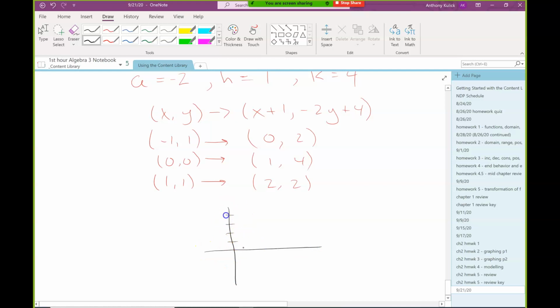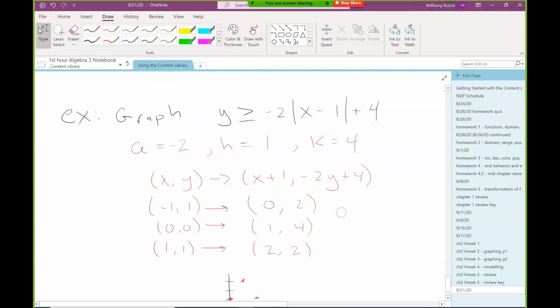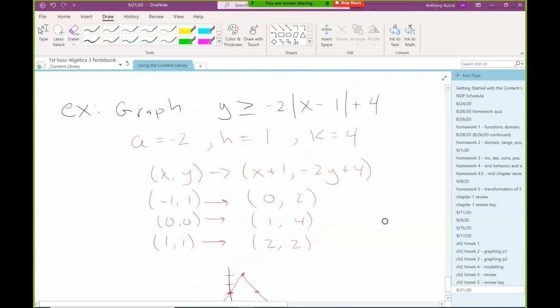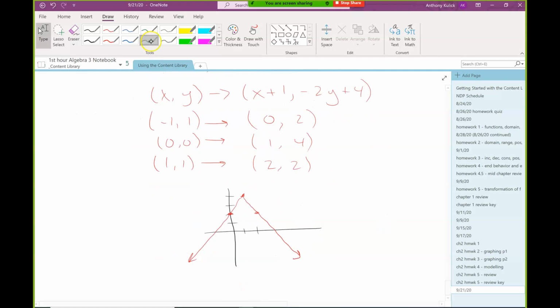One, two, three, four. 1, 2. We'll plot our 3 points. So (0, 2), (1, 4), and then (2, 2). We'll go back and look at our inequality symbol to see whether we should be using a solid or dashed line. Because it's the or equal to inequality, I know I'm going to use a solid line. And then we'll look at our inequality symbol to decide if we should be shading above or below. Because it's a greater than symbol, we're going to be shading above.